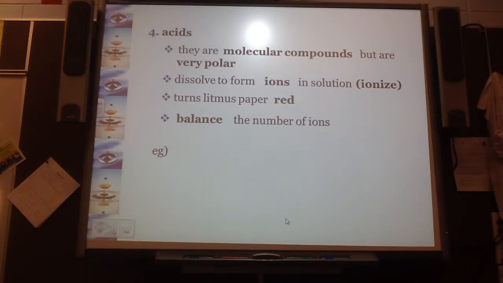And when we write out your dissociation, or well, these are actually called ionization equations, when it's an acid.